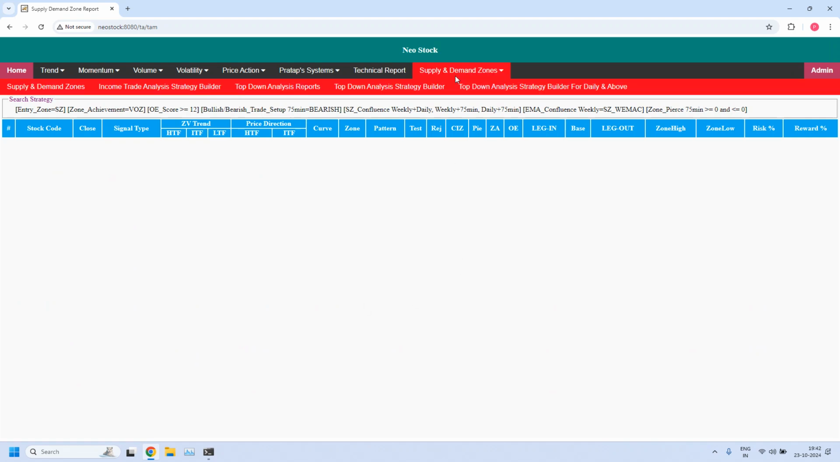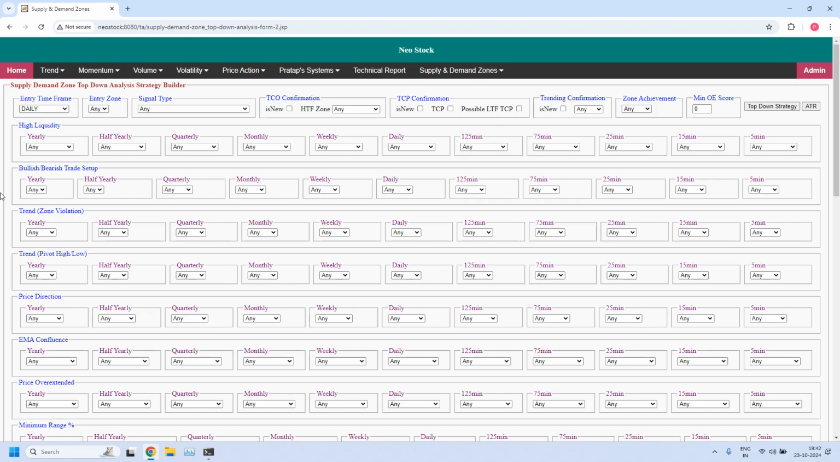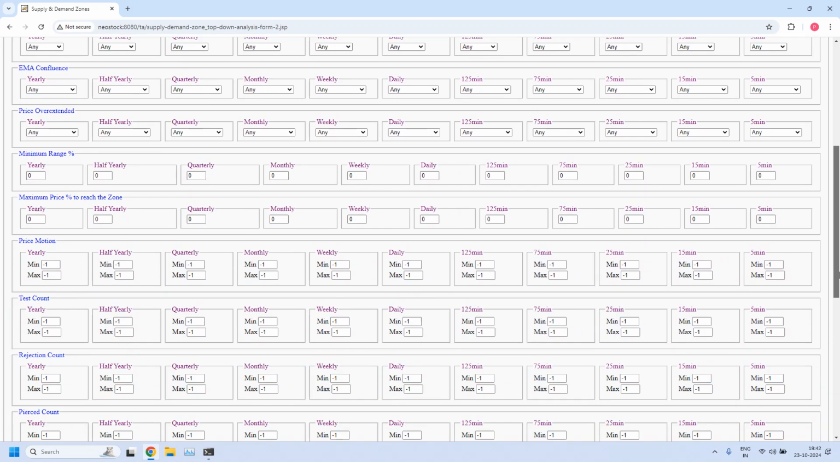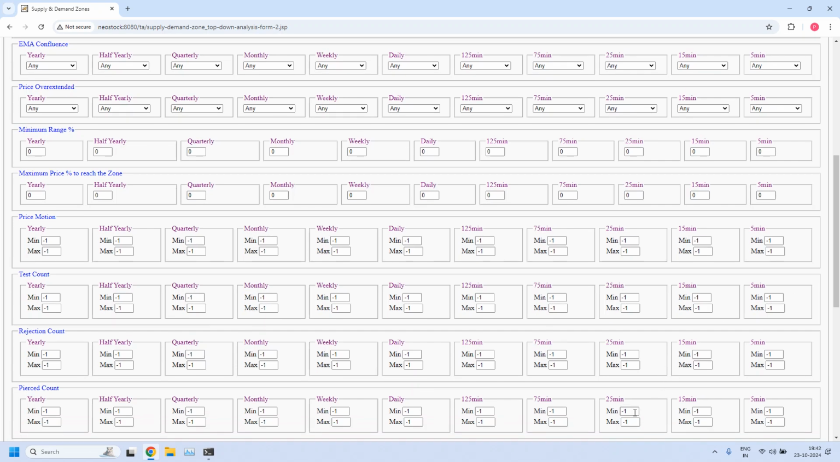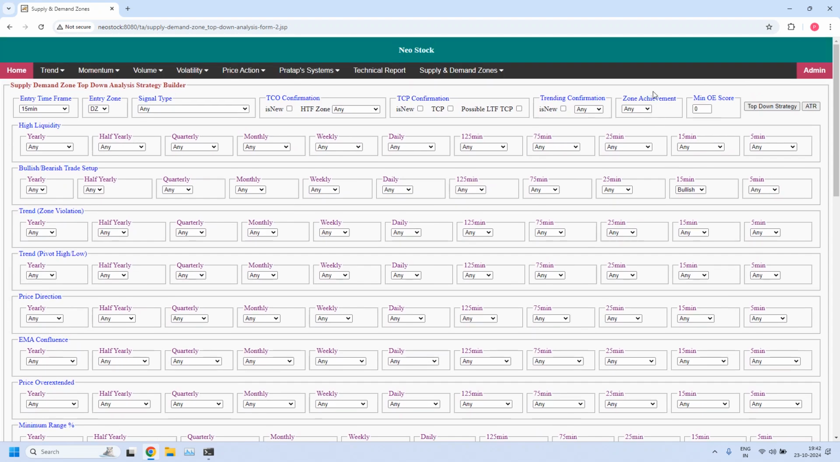So next let us look for bullish trade setup for daily income trade. That is entry time frame 15 minutes, entry zone, demand zone, bullish or bearish trade setup. At 15 minutes time frame I am selecting bullish, and this 15 minutes demand zone should not be pierced. So in the pierced count at 15 minutes time frame I am setting minimum value 0, maximum value 0, zone achievement violated opposing zone, minimum odd enhancer score 12.